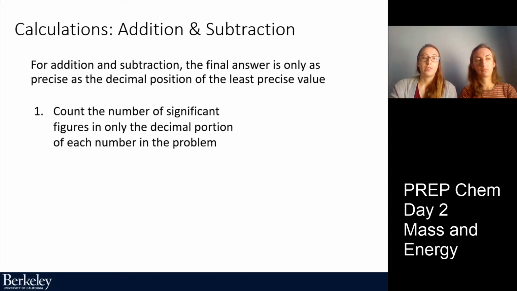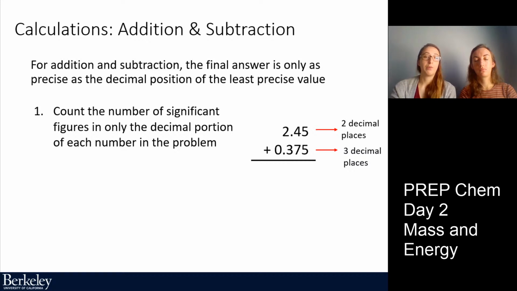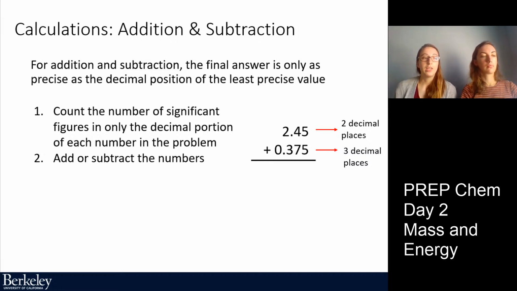What you would want to do first is count the number of significant figures in only the decimal portion of each number in the problem. For example, if you're adding 2.45 plus 0.375, you would count the number of significant figures in the decimal of each. For 2.45, you have 2 significant figures in the decimal place. And for 0.375, you have 3 decimal places that are significant. Then you would add and subtract these numbers like normal. It's always good to keep in mind that you want to round at the very, very end and not at the intermediate steps because that can introduce error.